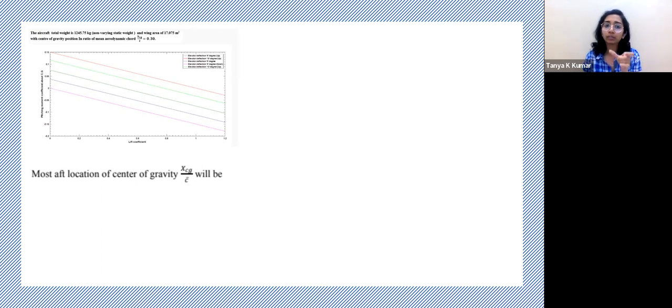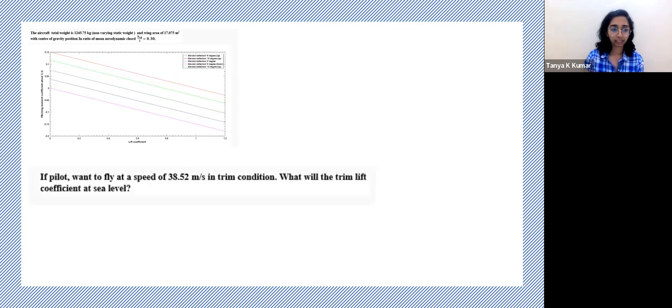So you just put the value of neutral point. There is a mistake in the answer. I have pointed it out. They should hopefully rectify it. So here it would just be x bar NP, which is 0.45. The most aft center of gravity, that is center of gravity location that is permissible for a statically stable aircraft. That term should have been mentioned to make the question less ambiguous. Okay. Let's go to the next question.